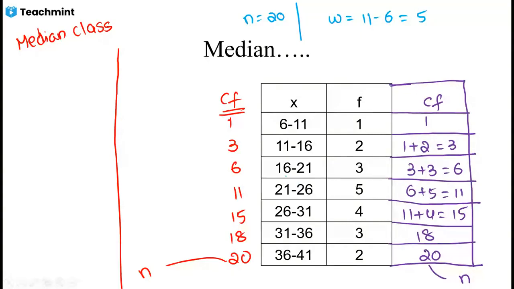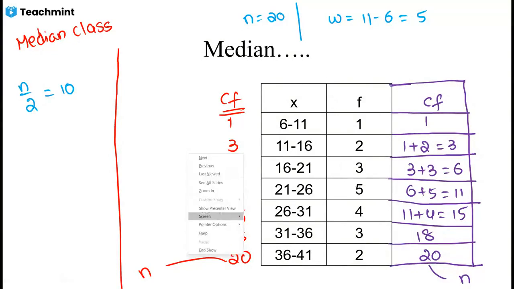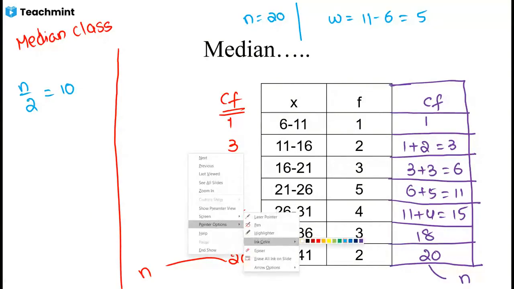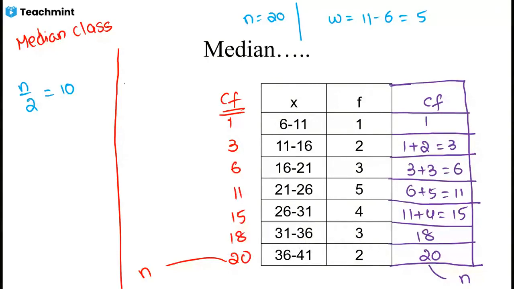Fine. We need n by 2. Now see how to decide the median class: take n by 2. N by 2 is 10, right? Now listen, my dear friends, you may not understand this properly. I repeat, now focus, you will get the clarity. N by 2 is nothing but 10. I have to see the class frequency which is greater than this and near to this.